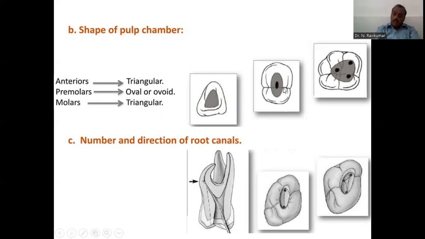When it comes to the anterior tooth, the access cavity is from the mesial towards the distal side. This is the main difference. You can see the way how to do it. When it comes to the molar, it's triangular in shape. This is the upper molar.